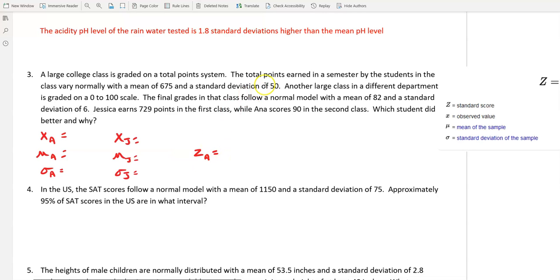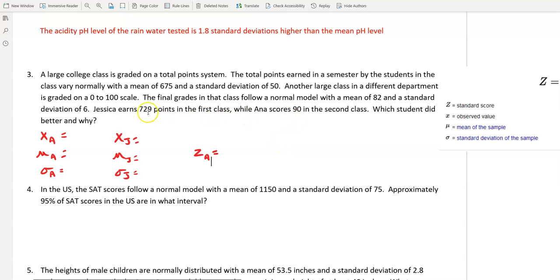So the total points earned in a semester exam by students in the class normally vary with a mean of 675 and a standard deviation of 50. And then there's another class that uses a 0 to 100 scale, so it's tests that use two different scales. So the only way to compare the two is to get them in the same relative number, which is what you use z-scores for, to be able to compare two things relative to each other.